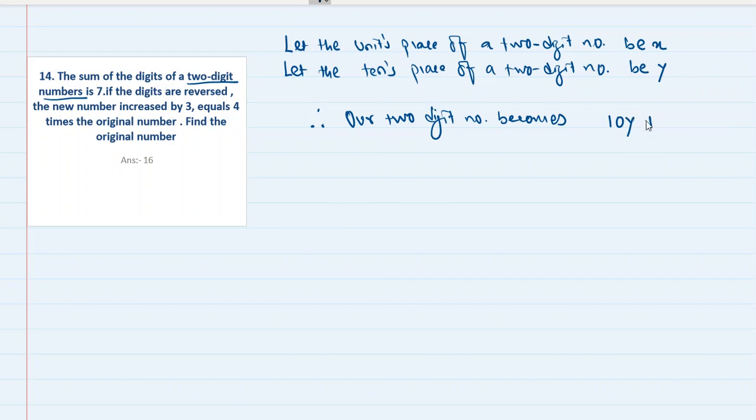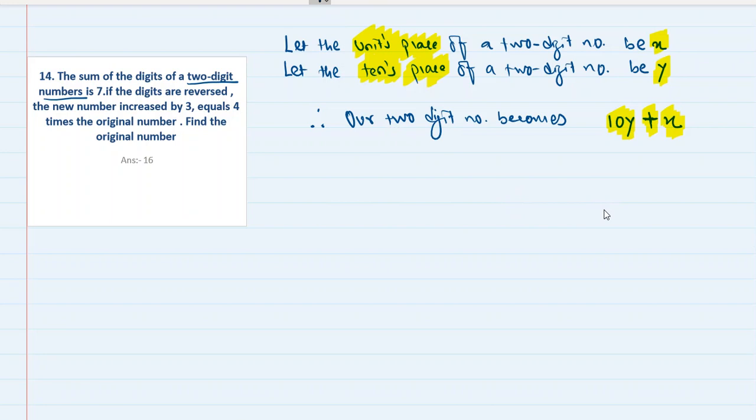10y plus x. Are you understanding why I wrote 10y plus x? Because in the tens place of a two-digit number there is y. So y will be written over here multiplied with 10, plus in the units place of a two-digit number will be x. So 10y plus x. Okay, so this is our two-digit number. Correct? Okay, so we have got our two-digit number.